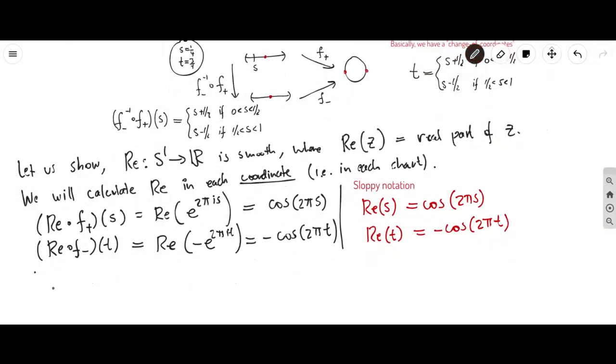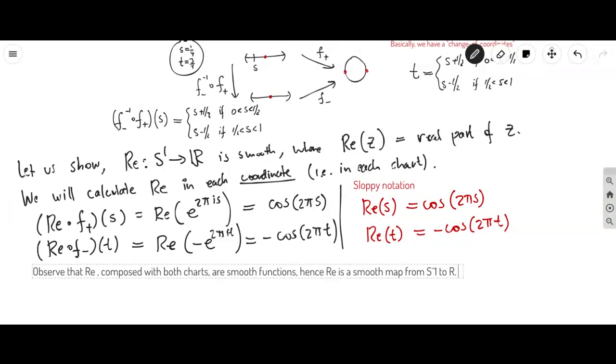Now we should observe that Re composed with both charts are smooth functions. Hence, Re is a smooth map from the circle to R. You see, that's the definition of what it means to be a smooth map. That if you compose it with the charts, you get smooth maps. So these are cosines, these are smooth functions.